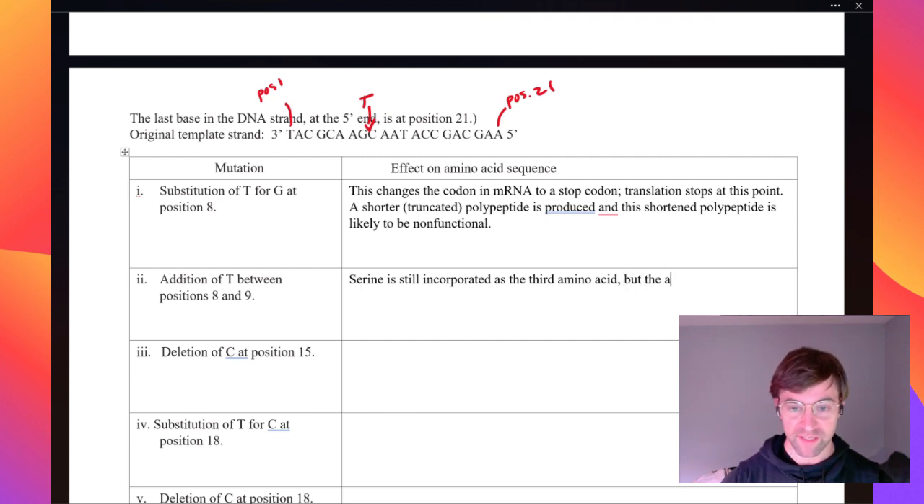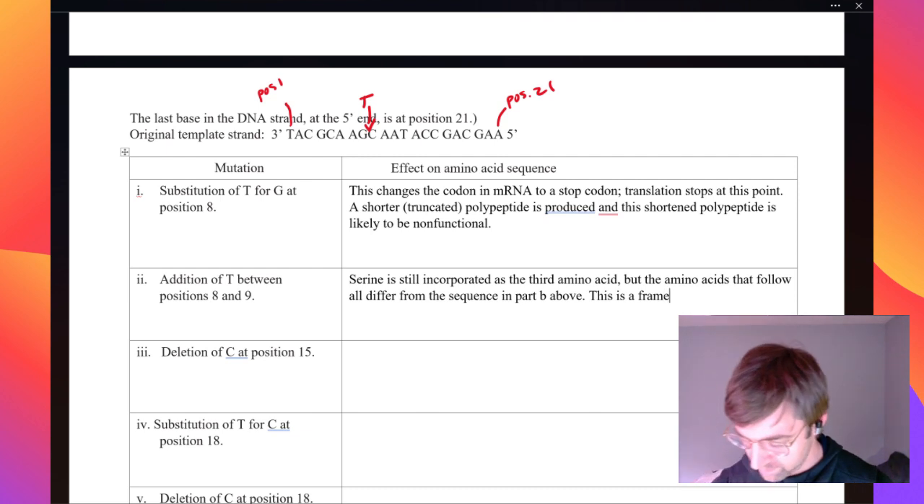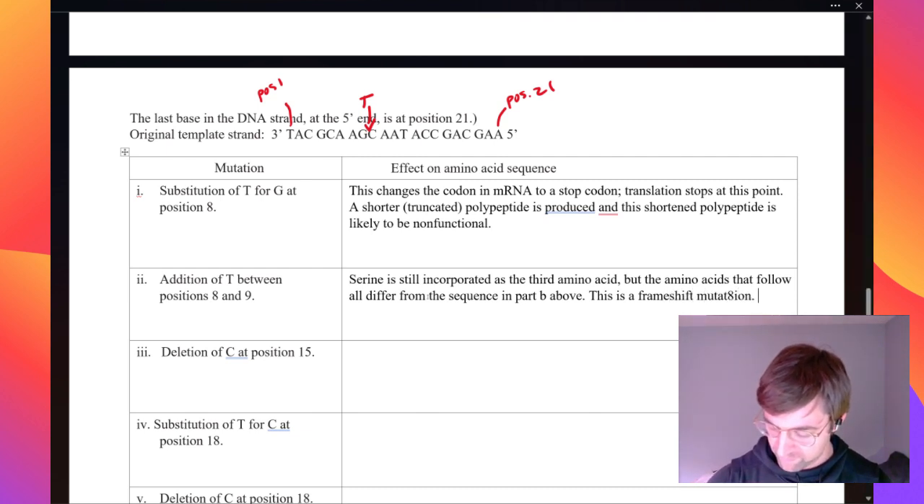But the amino acids that follow all differ from the sequence in part B above. This is a frame shift mutation. I'm going to leave that.